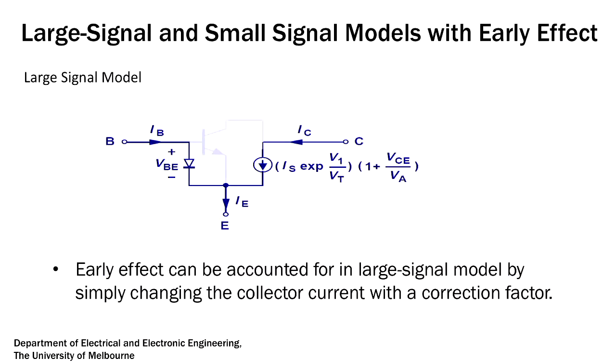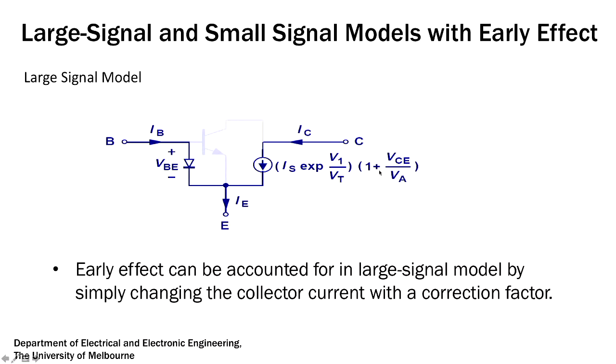Large signal and small signal models with early effect. Now we are going to study large signal and small signal models with early effect. First we will look at the large signal. In the previous case, in the large signal, we got the same diagram, but then it was IC equal to IS times exponential of VB by VT. So whatever voltage we get here, that is the voltage here. So here V1 is the VB.